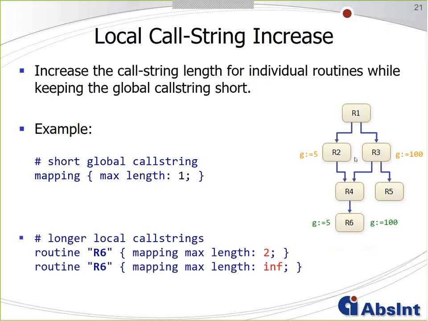Now we introduce a local call string mapping for individual routines. You could, for instance, say: as soon as R6 is involved in my call chain, let me increase my max length to a higher number. In this example, it would be sufficient to increase it to 2, but you can also go to the highest value, which is infinite. Then the value analysis will be smart enough to distinguish both contexts, whether we came over R2 or over R3, and we will have a very precise analysis. So this is a new feature, the max length for local routines.